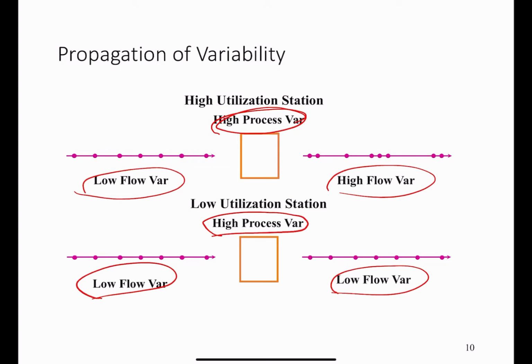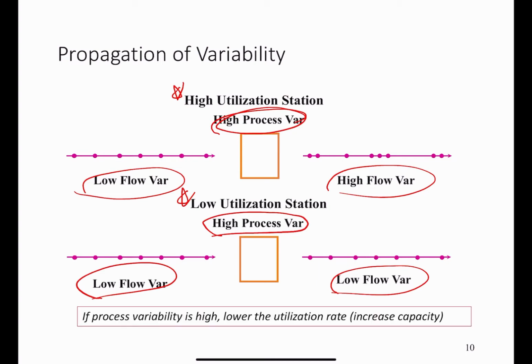The only difference between the picture on top and the picture at the bottom is here. On top, I have a high utilization station. At the bottom, I have a low utilization station. So what does that mean? It means that if the process variability is high, and you want to improve the system performance, you need to lower the utilization rate.